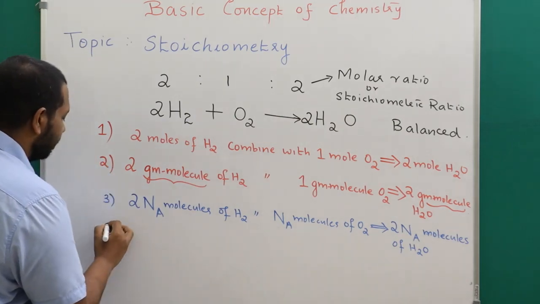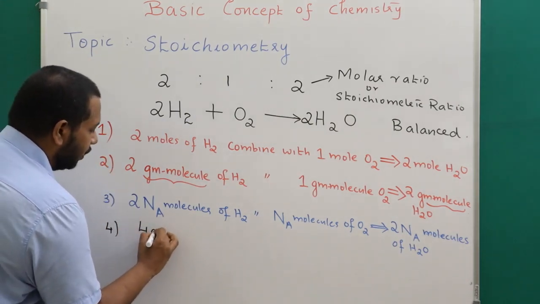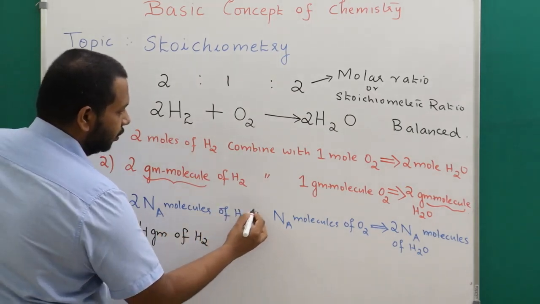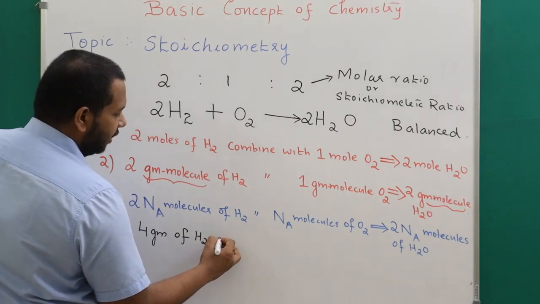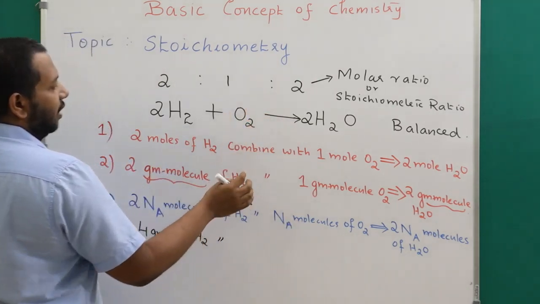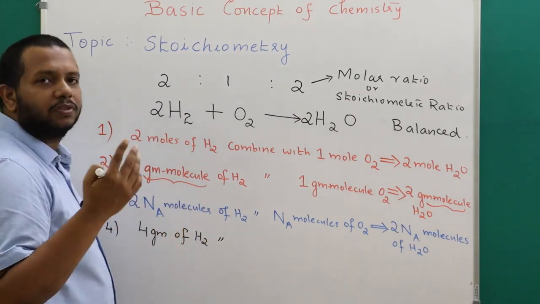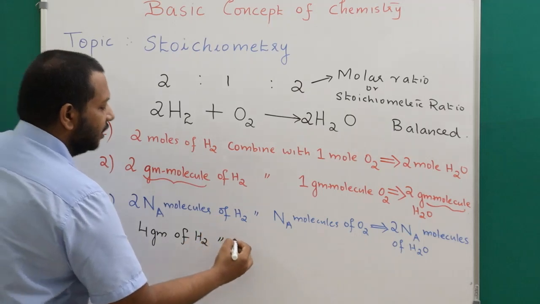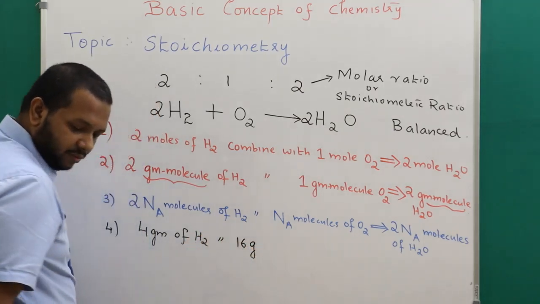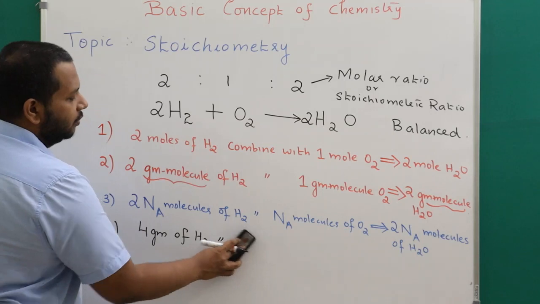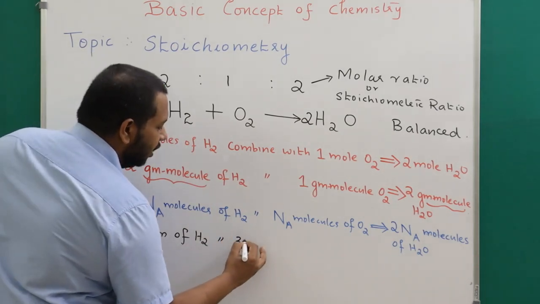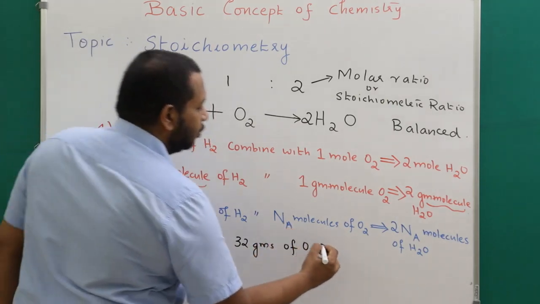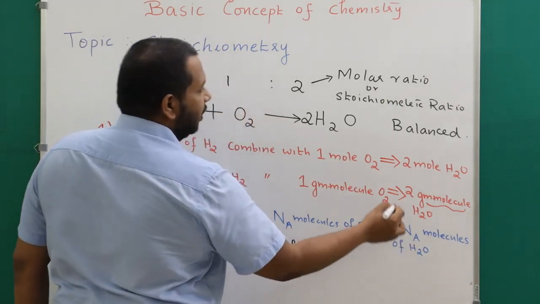So I can write here the fourth way as 4 grams of hydrogen molecule can combine with 1 mole of oxygen. So 1 mole of oxygen has how much grams? We know 1 mole is molecular mass in grams. So O2 means 16 is the atomic mass. Here O2 is there, so it is molecular mass, 32 grams of oxygen to form 2 moles of water.